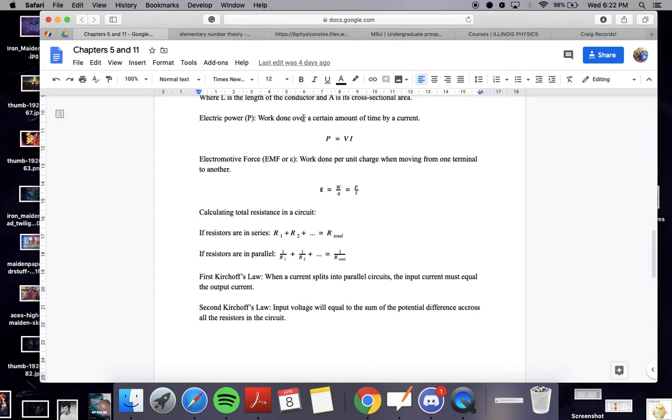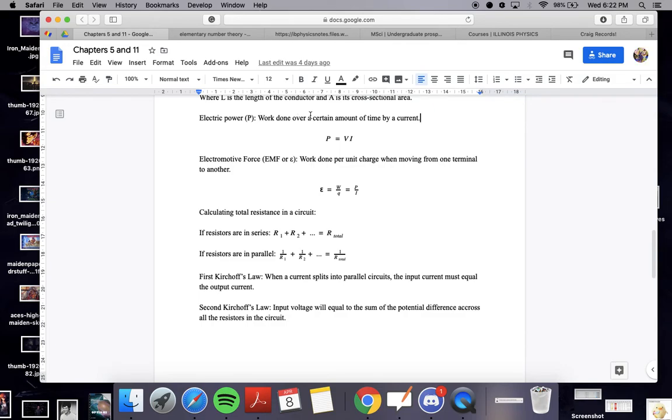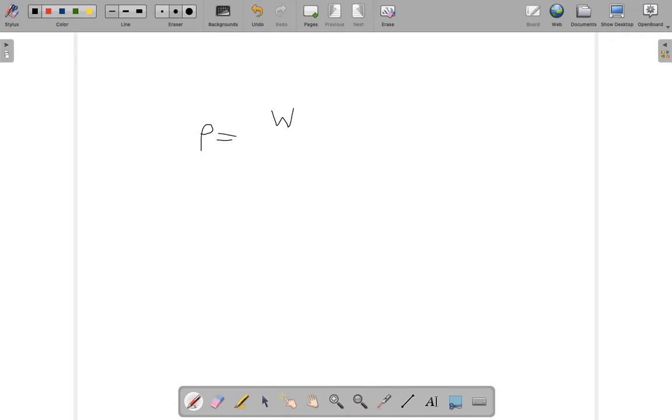Now, electric power. Electric power is the work done over a certain amount of time by a current. Now, power can be given by voltage times current, but how do we really arrive at that? Let's take a look into it. So like I said, power is work done over a certain amount of time by a current, right? So let's write out power first as we know it. Power equals work done over time, right?